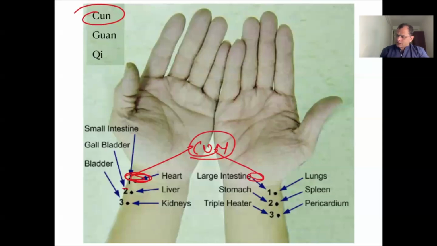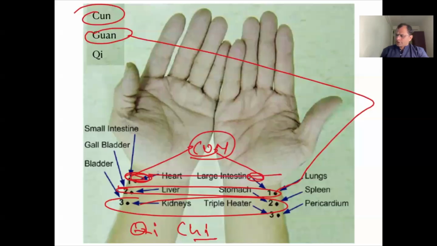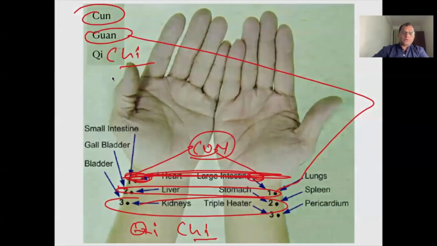The middle pulse is called guan, and the lower pulse is called chi. Cun, guan, chi. Okay, so cun is the upper pulse, guan is the middle pulse, and chi means the lower pulse. So enough for today. Now we'll be discussing tomorrow.